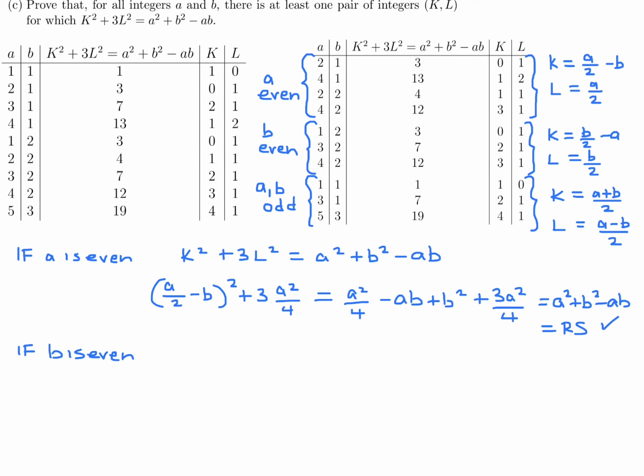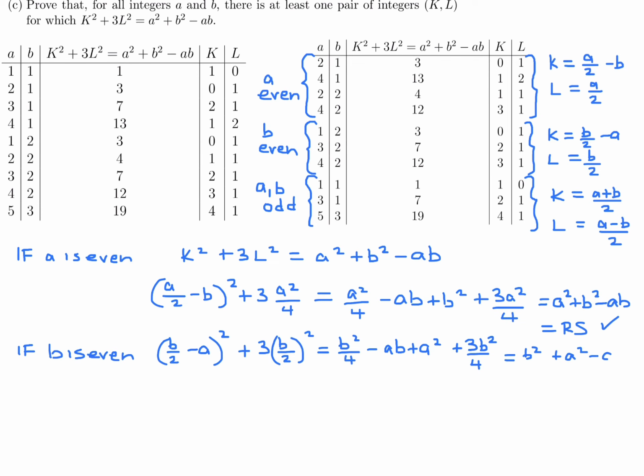Now we take our values here and plug them into that equation. So that means we have (b/2 − a) squared plus (3b/2) squared, and therefore that's going to be b squared over 4 minus ab plus a squared plus 3b squared over 4, and therefore that's going to be b squared plus a squared minus ab. There we go. So that equals the right side also.